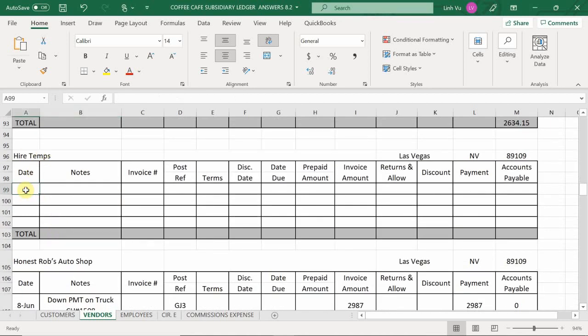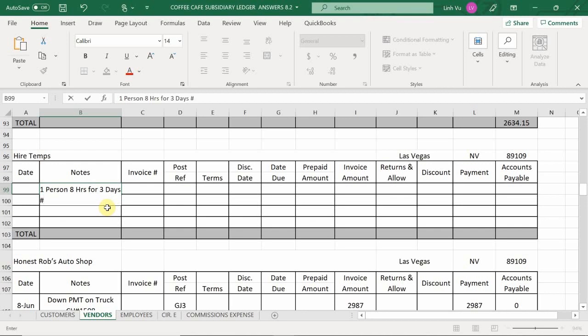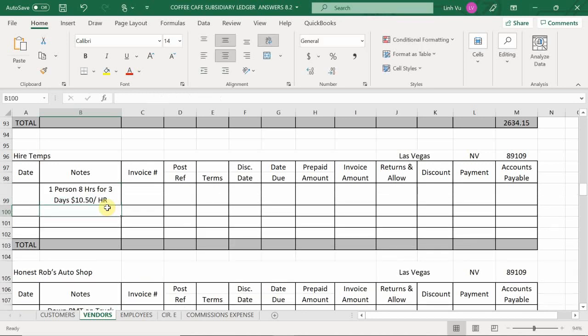Okay, Hire Temps. We didn't receive a bill yet, so we don't need to put the date yet, but we do need to be able to put this in the notes, okay? That we hired one person, oh my gosh, I'm typing so bad today, one person for 8 hours for 3 days. Okay, and we're going to pay them $10.50 per hour.